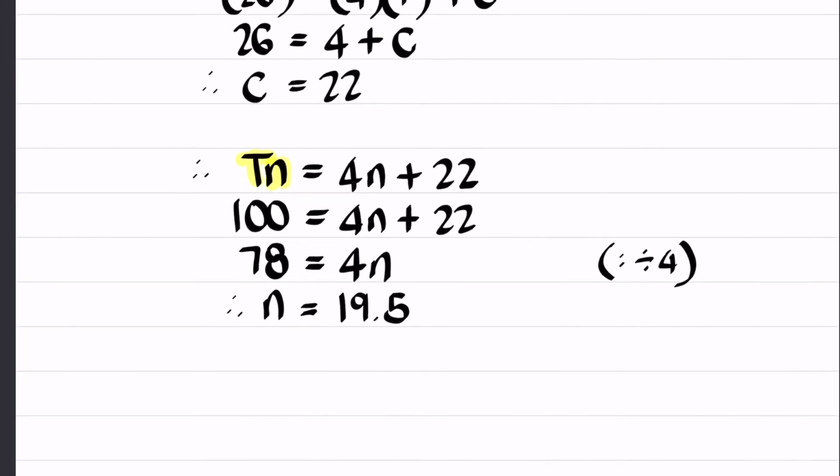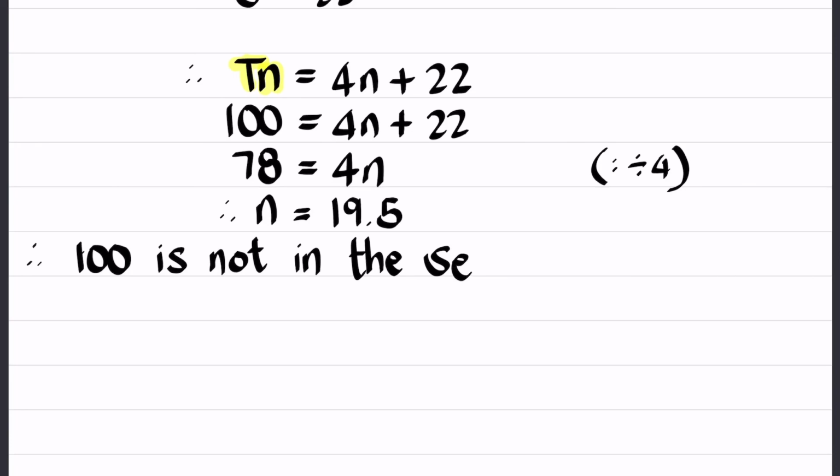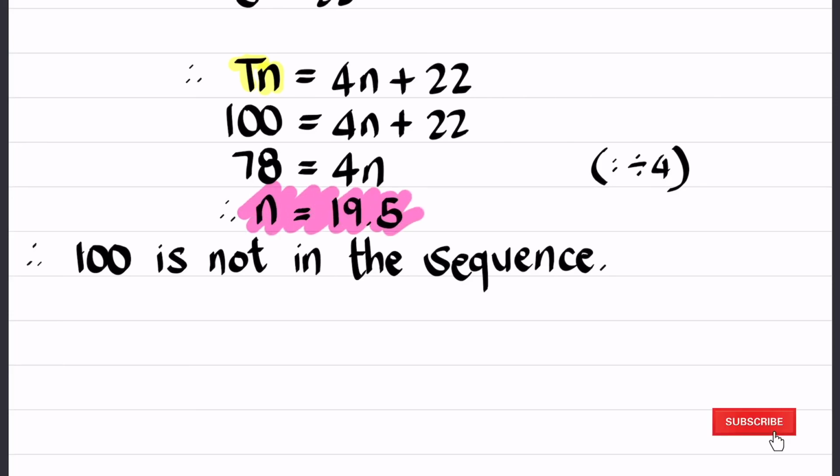So now we can see that 19.5 is not a natural number. Therefore, 100 is not in the sequence, because n must be a natural number and it cannot be a decimal or a fraction.